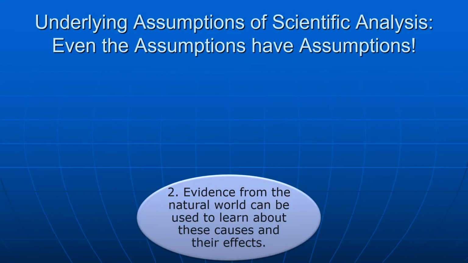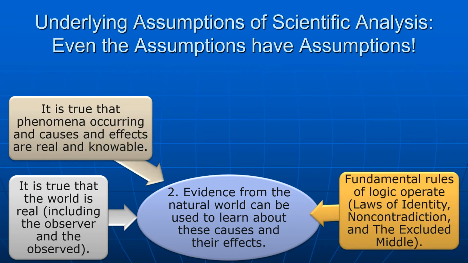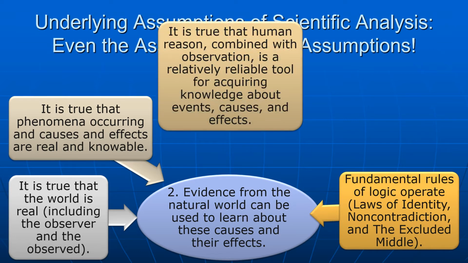Here's the second assumption. Evidence from the natural world can be used to learn about causes and effects. Now, this assumes, first of all, the first three assumptions, right? It assumes the world is real. It assumes that the causes and effects are real and that we can know it, and that laws of logic operate. But the second assumption here, evidence from the natural world can be used to learn about causes and effects, has two more assumptions underlying it that make it true.